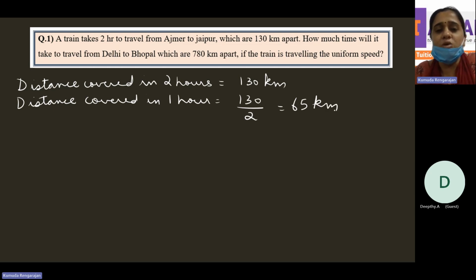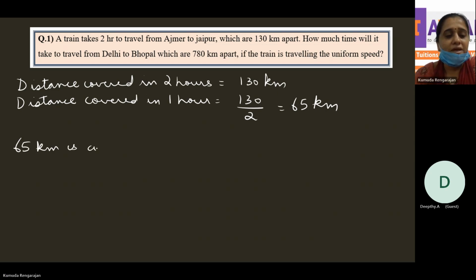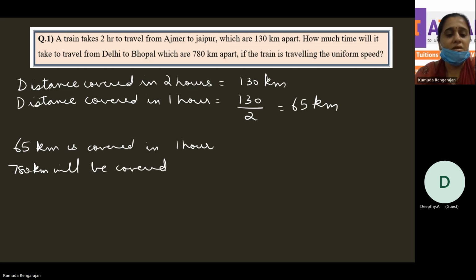130 kilometers is covered in 2 hours. So in 1 hour, 130 by 2, 65 kilometers. Now, how much distance has to be covered? 780 kilometers has to be covered. So in 1 hour, 65 kilometers is covered. So 780 kilometers will be covered in 780 by 65 hours.